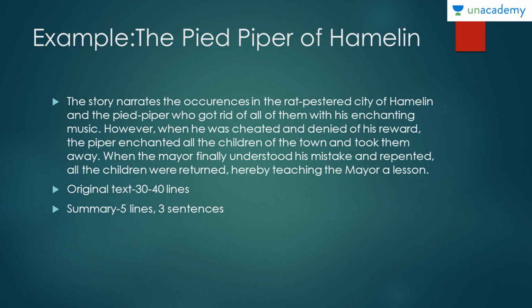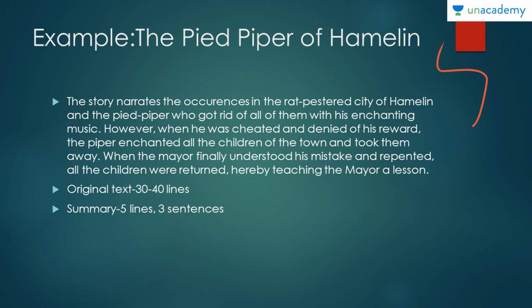So this is a sample of a summary. How should a summary be written? This is written by me. Basically this is the summary of the text, the Pied Piper of Hamelin. I'm sure everyone has read this. This is a short story of Hamelin. Hamelin is a town in Germany. You should know this. So the summary goes like this.